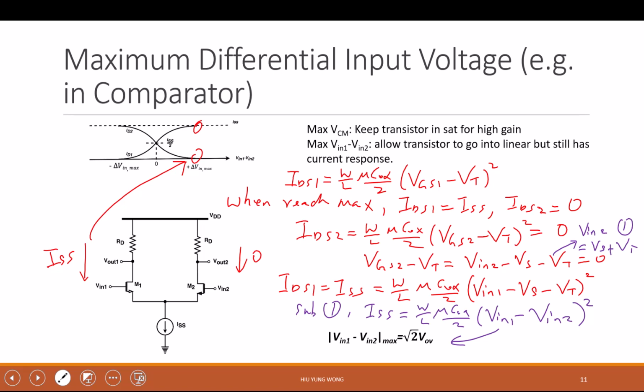Is this okay? Yeah. Right, so from here, you basically know that there is no point to apply too large a differential when you do a comparator, right? If it's small, not good enough. Too large, it has no effect. Square root 2 times the overdrive is what you need to make the comparator work.